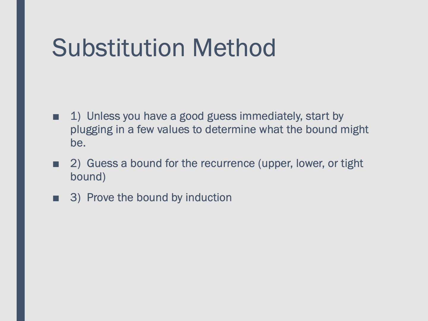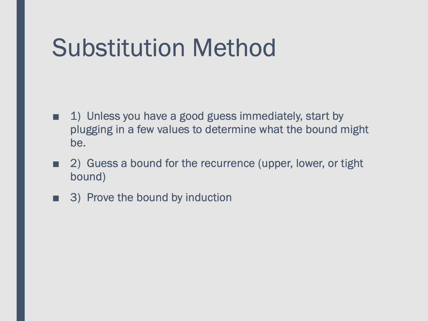Okay, now if you don't have a good guess, we'll see three steps here. First is explore the recurrence. If you don't have a good guess for the bound immediately, you can start by plugging in small values of n to compute Tn for several steps. Look for patterns in how the function grows. This exploration can give you an idea of whether the function is growing linearly, logarithmically, or quadratically.